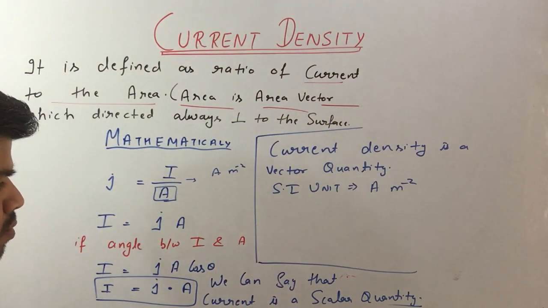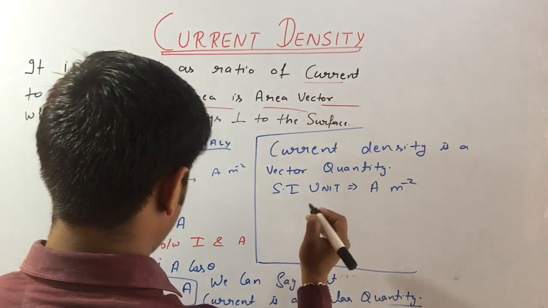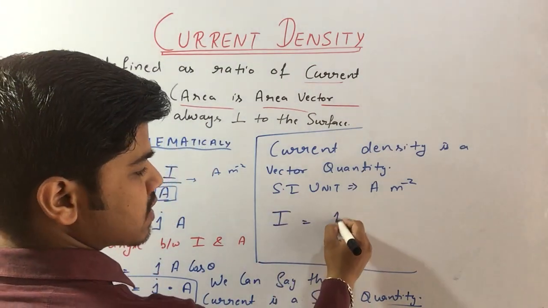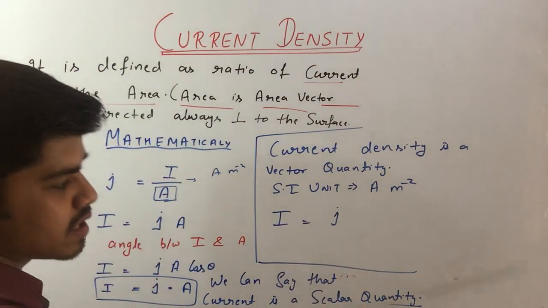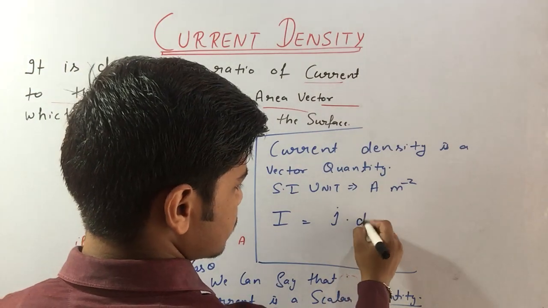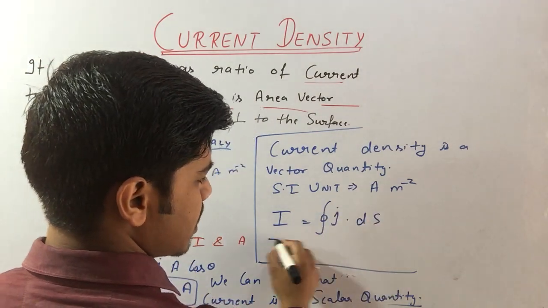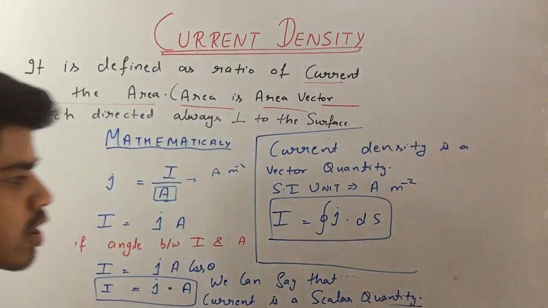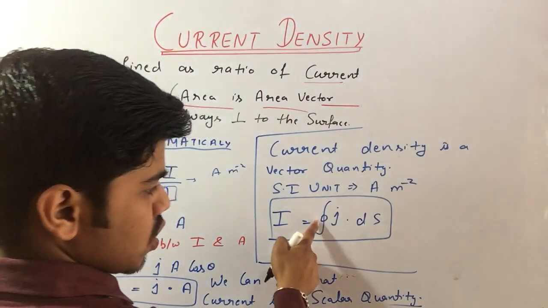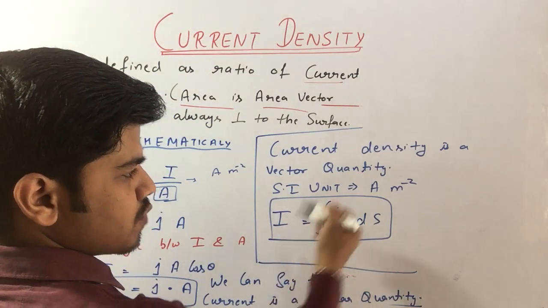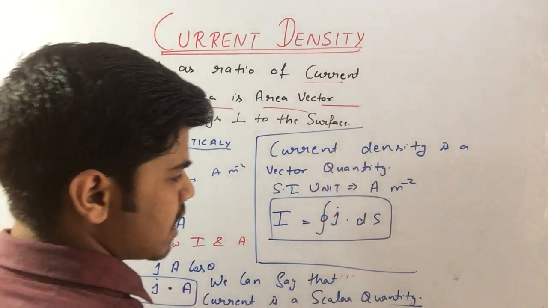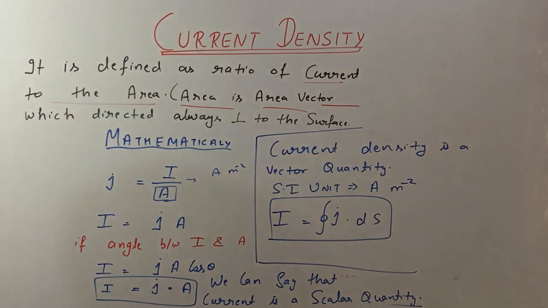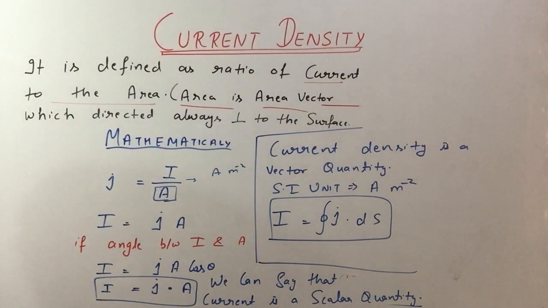Now another form of current can be written, as it is a flux density of that particular area. We can write current in another form as the closed integral of J dot ds, closed just because the surface area should be closed. So students, this is all about current density.